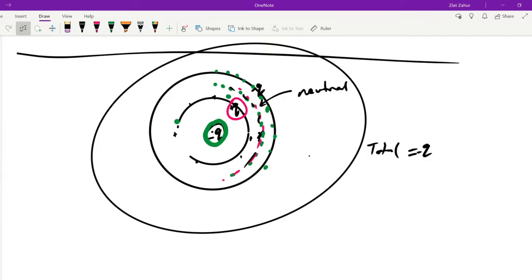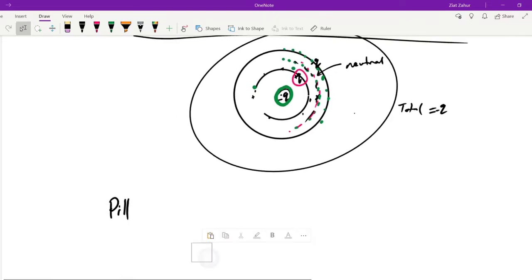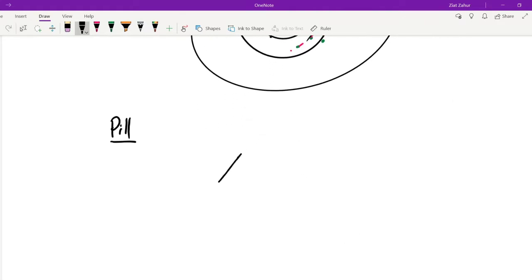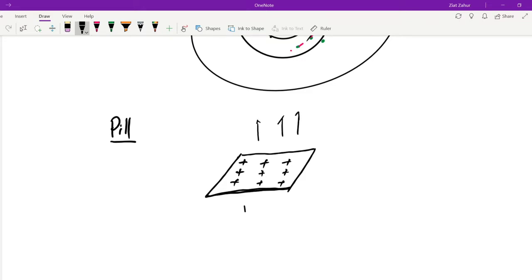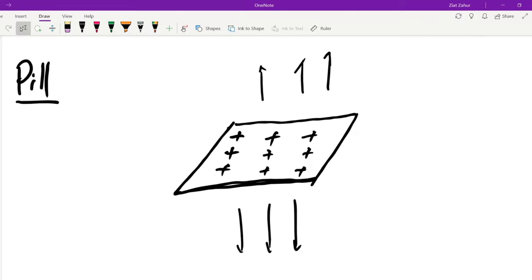So we did Gaussian cylinder, Gaussian sphere, and the last one is the pill. Gaussian pill. If you have a sheet or a plane of charge, there we go. And I want to know the electric field. Well, I need to capture all of the electric field that is coming out. And because it's an infinite plane, we can ignore the sides. So we use two sheets.